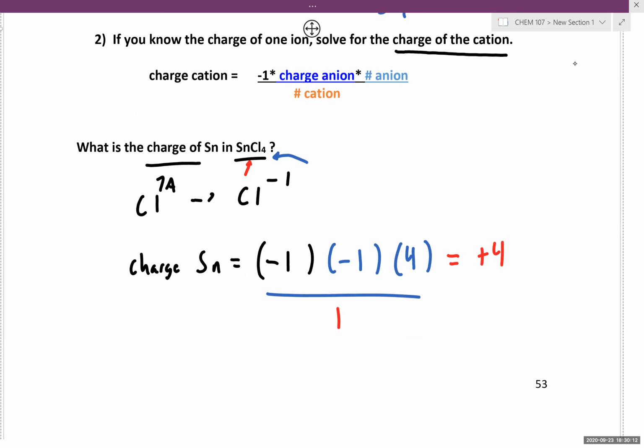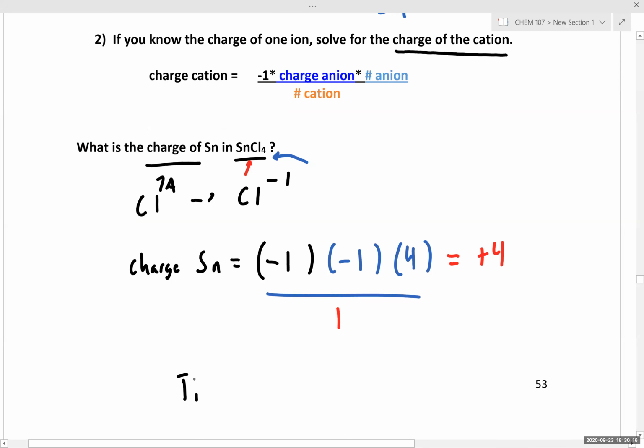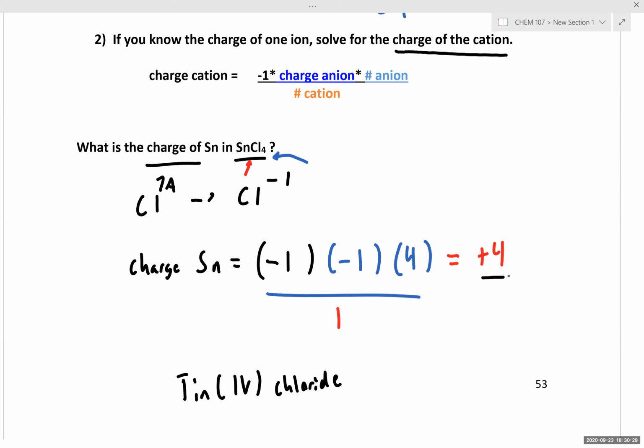And that allows us to name this compound, as we'll see later on, as tin(IV) chloride. So we need to be able to figure out the charge of our transition metal in order to effectively name our transition metal. Does that make sense to everyone? Does this idea and this formula make sense? Any questions?